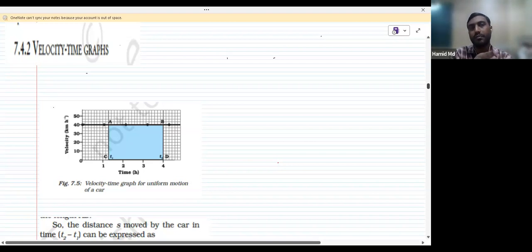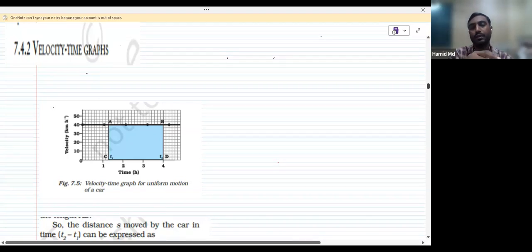In the next classes, we will be dealing with all these graphs, and then we will move on to circular motion. Once circular motion is complete, we will go to gravity, the gravitational force. Clear? Maybe one more class. So share your exam details with admin, right?